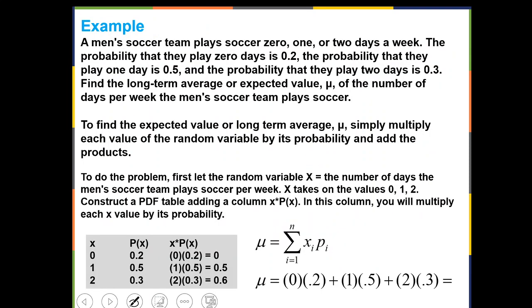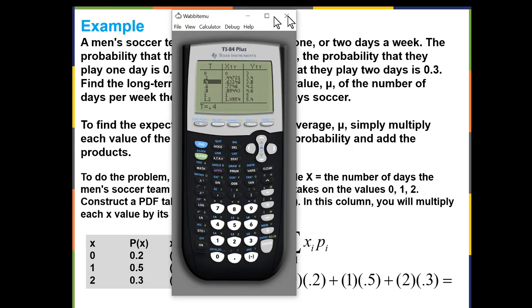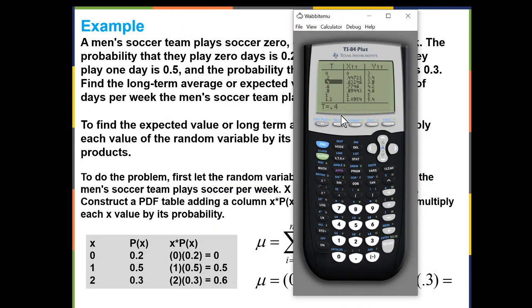Okay, to find this, we don't do it by hand, we use a calculator. So let's use a calculator. The way we do it is by going to stat, edit, and we need 2 columns, so we clean them up. We learned how to do that before. So you go to L1 and you put 0, 1, and 2. And in L2, put the probabilities.